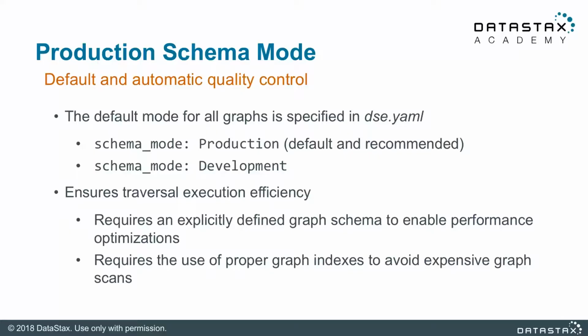You might have learned about the production and development schema modes when we discussed graph schemas. Turns out that these modes not only affect schemas, but also traversals. Production is a default mode for all graphs as specified in DSE YAML. It is a recommended mode that ensures that you will not be able to execute potentially expensive traversals. Production mode requires an explicit graph schema and property graph indexes for each traversal you want to execute. This enables important performance optimizations and eliminates expensive graph scans.